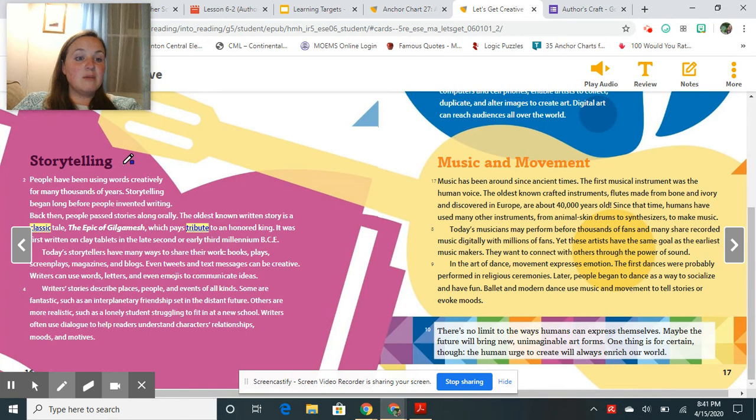Storytelling. People have been using words creatively for many thousands of years. Storytelling began long before people invented writing. Back then, people passed stories along orally. The oldest known written story is a classic tale, the Epic of Gilgamesh, which pays tribute to an honored king. It was first written on clay tablets in the late 2nd or early 3rd millennium BCE.